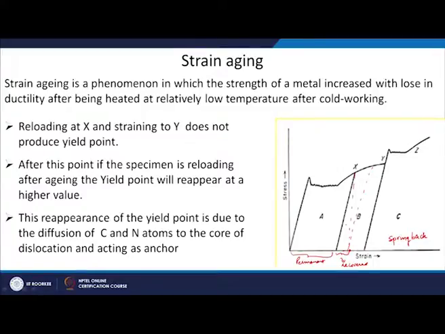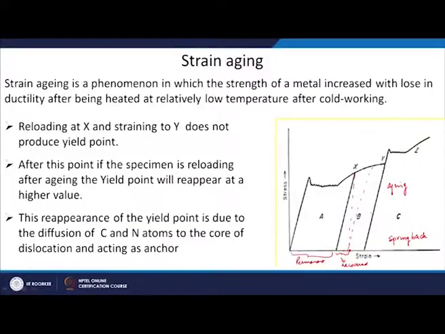But if I stop this and keep the material at room temperature or maybe a little higher temperature for some time, what will happen is that you will see a reappearance of this yield point phenomenon. At this point it was not there, but if after unloading, I keep it for some time and allow aging to take place, maybe artificial aging or room temperature aging, you will see that the yield point phenomenon has reappeared.